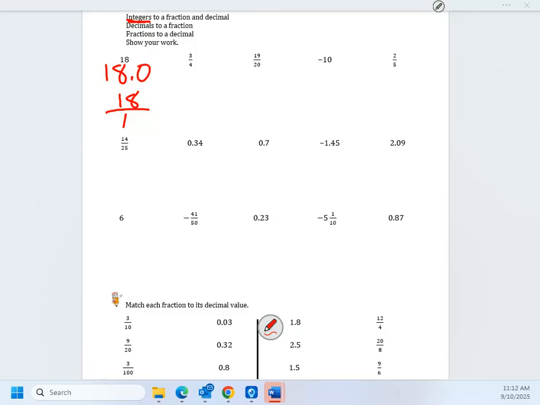Let's look at 3/4. 3/4 is a fraction, so I need to turn it into a decimal. What do I do to turn that into a decimal? Colton? Multiply it to make the denominator 100. What am I going to multiply it by? Colton? 25. I'm going to multiply by 25. 4 times 25 is 100. What is 3 times 25? AJ? 75. So now my fraction is 75 hundredths.